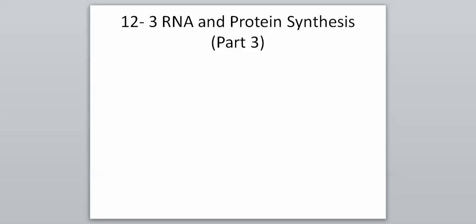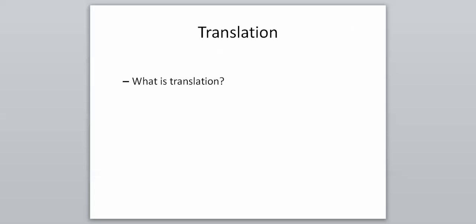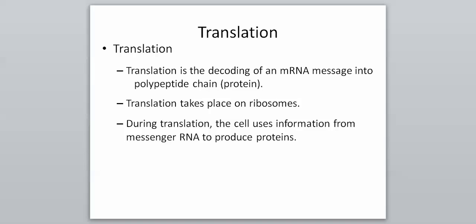So far we've focused on RNA, and yesterday we focused on how RNA is made using DNA through the process of transcription. Today we're going to look at how RNA makes protein through the process of translation. Translation is the decoding of an mRNA message into a polypeptide chain, or simply protein, and it takes place on ribosomes. If you remember going way back to one of the first chapters, the function of ribosomes is the synthesis of proteins. Now we're going to take an in-depth look at how that actually occurs.